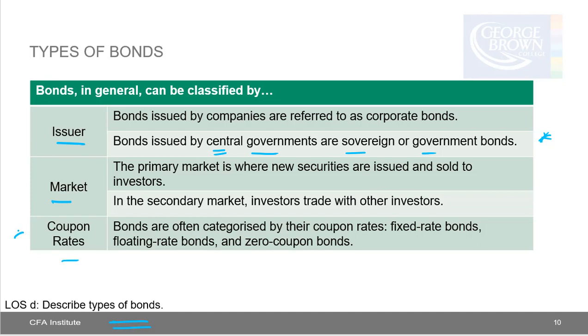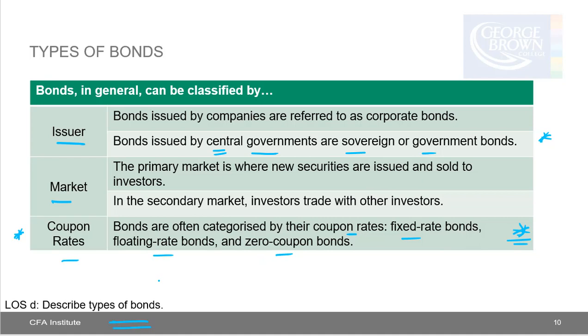In terms of coupon rates, bonds are often categorized by their coupon rates: fixed rate bonds, floating rate bonds, and zero coupon bonds. And with regards to those coupon rates, we're going to look at that in more detail in learning outcome statements coming up later in the video, okay?